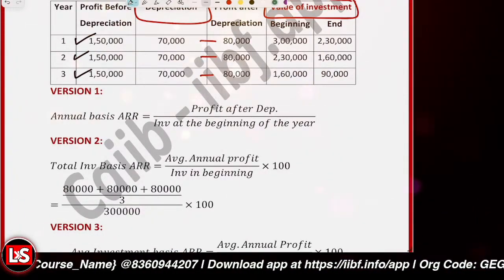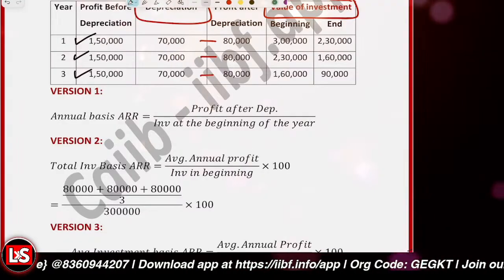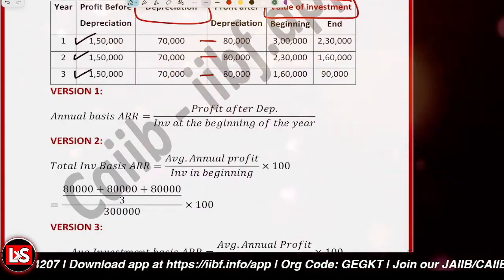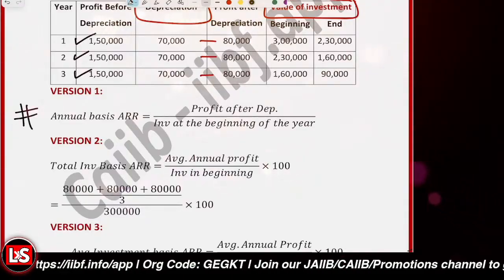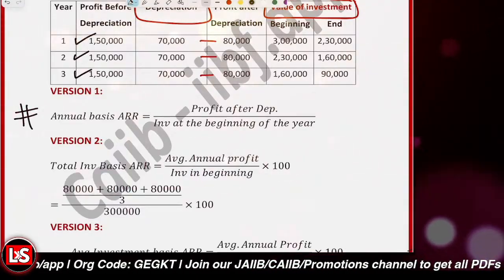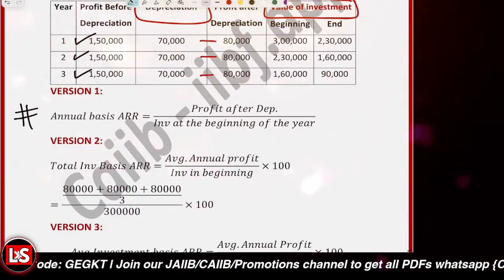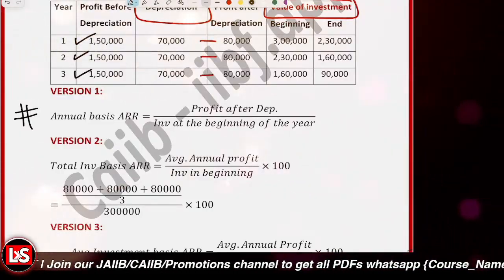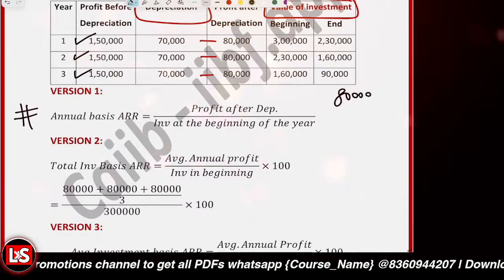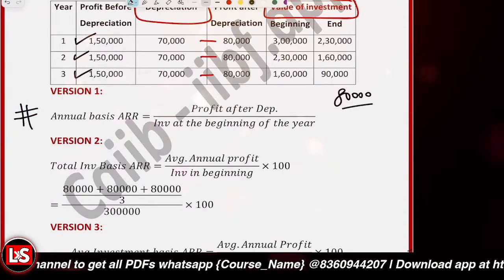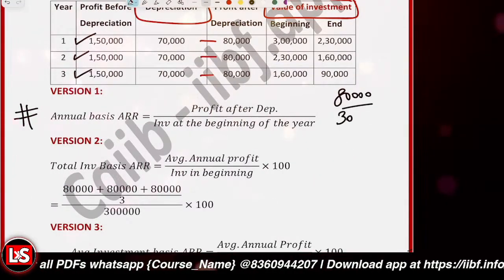Then it will be in such scenarios, like profit after depreciation, like annual basis ARR. You're having multiple formulas. So the first one is about the annual basis ARR, if you have to calculate. Right? For year one, you are having the profit of 80,000, so it will be 80,000, and investment in the beginning is 3 lakh rupees.